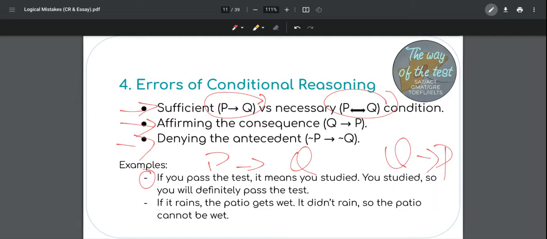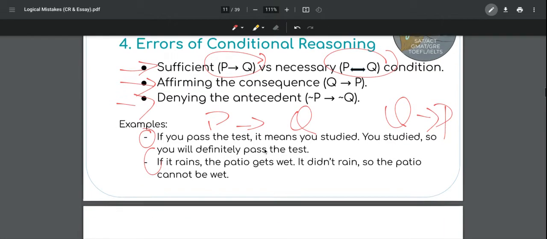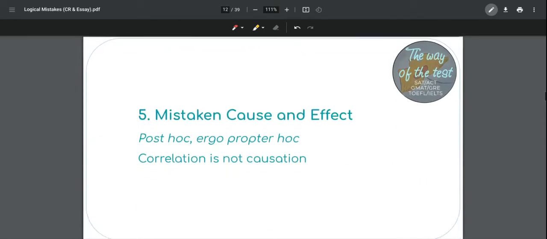Okay, and the second example: if it rains, the patio gets wet. If it didn't rain, the patio cannot be wet. Again, as I told you, there are alternative reasons. Maybe someone threw water on the patio. Maybe a lot of dogs peed on the patio. We don't know.